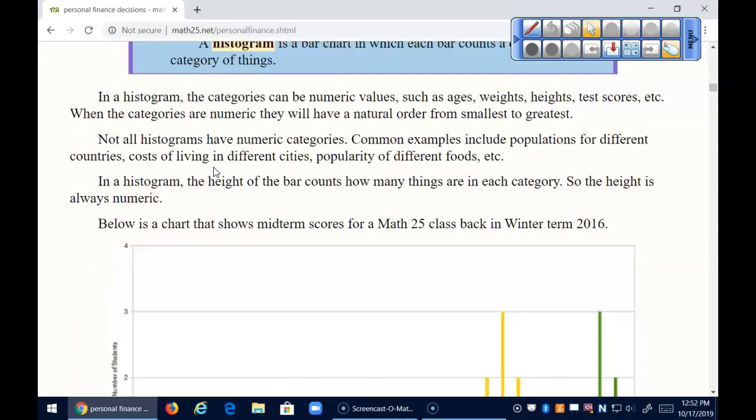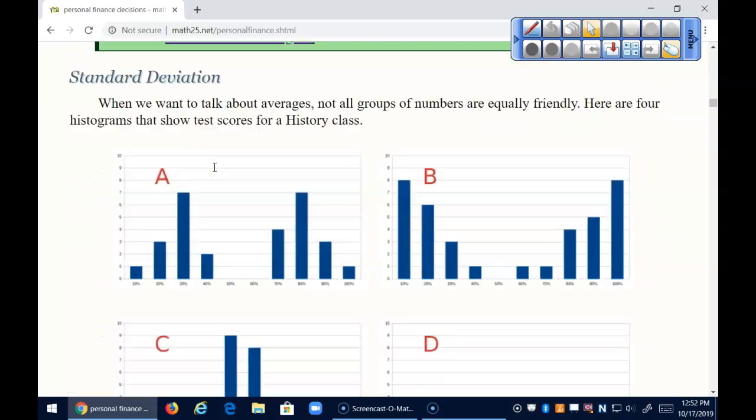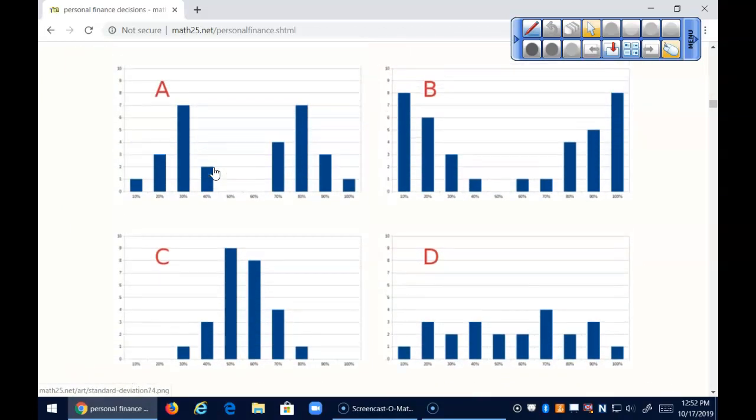And we talked about histograms a little bit. And one of the most important things to look at was this page, because in histogram C, we can kind of see what a typical score is. It's about 50 or 60%. In histogram D, nothing really seemed typical, but nothing seemed especially untypical either, right? It still kind of makes sense to say the average is 50 or 60.